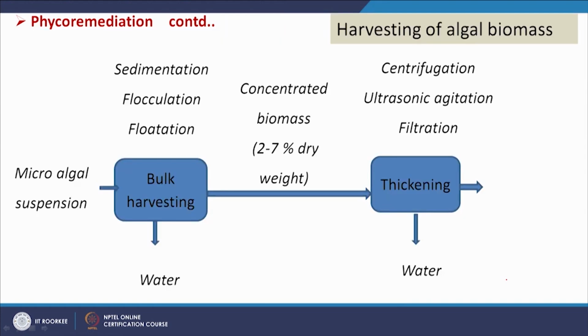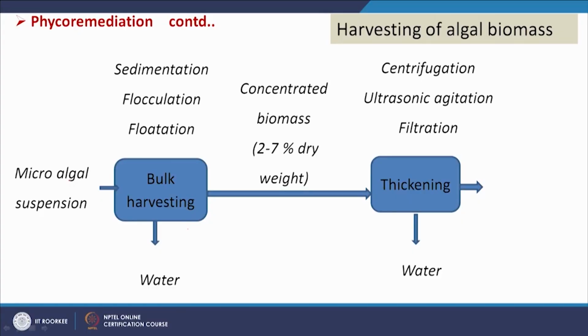So, algal growth is taking place in the photobioreactor, and when the wastewater is going out we are harvesting the algal biomass. So, in the treated water the concentration of algal biomass is very less. Okay. So, then we have to concentrate it. There are basically two steps for its concentration.